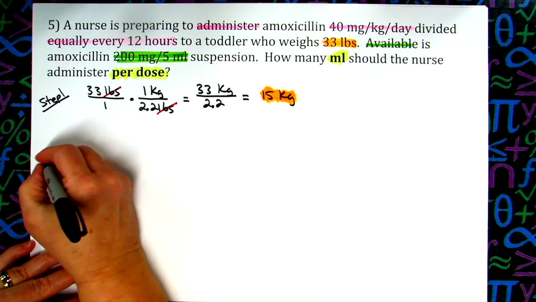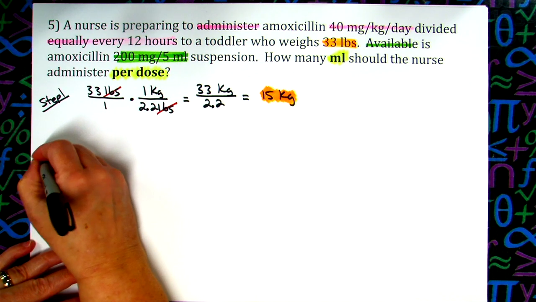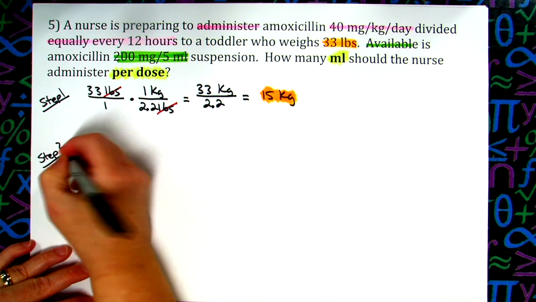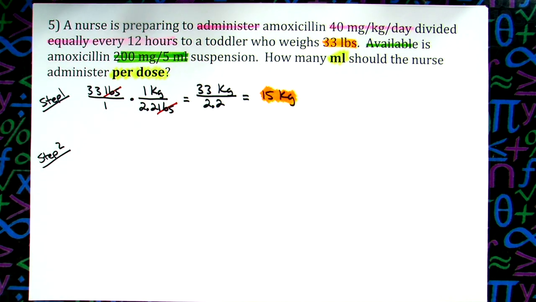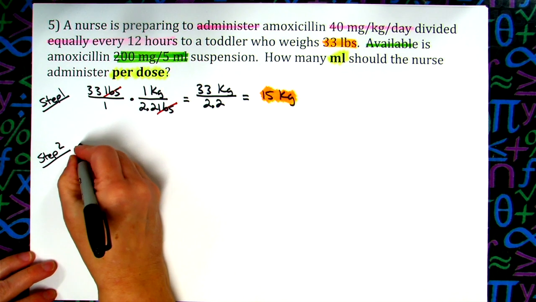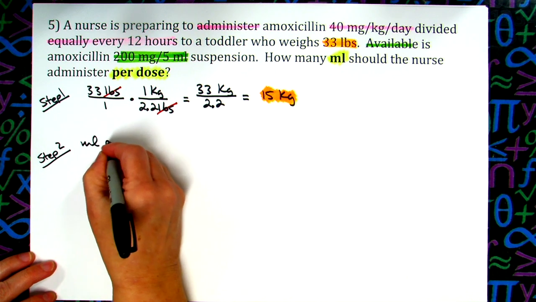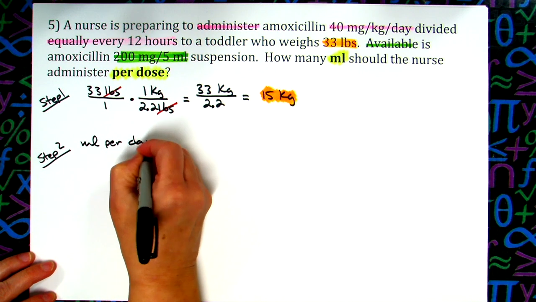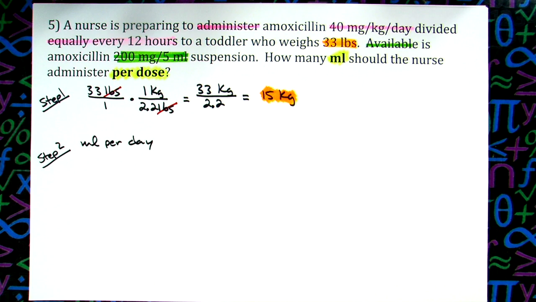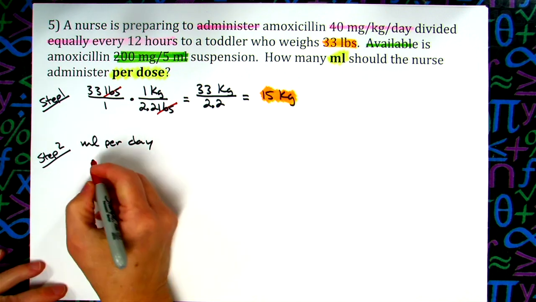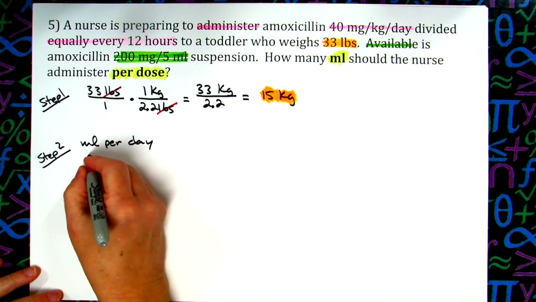All right, now for our step 2, we're going to calculate the milliliters per day. So let's actually just write that down. Milliliters per day is what we're going to be calculating here. Now, again, what is ordered times what is available works really nice. All right, so I'm going to take what's ordered.